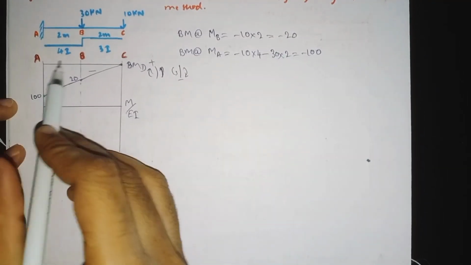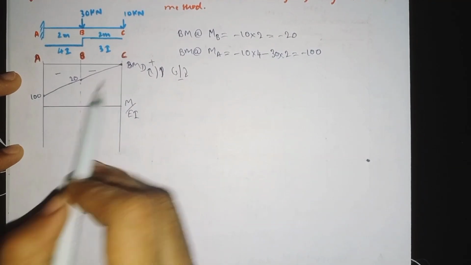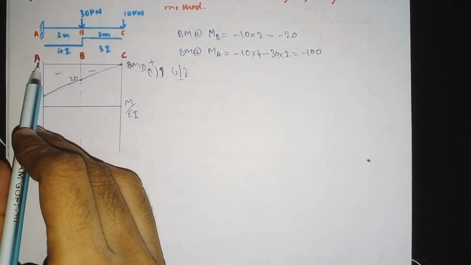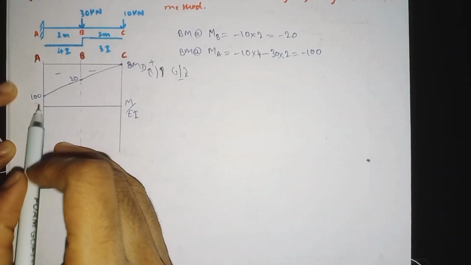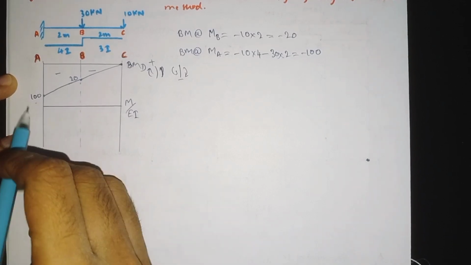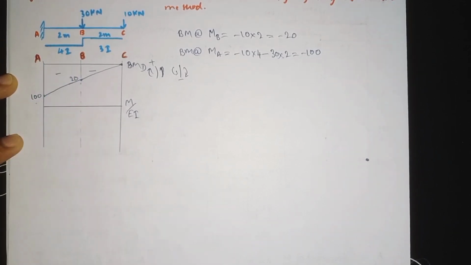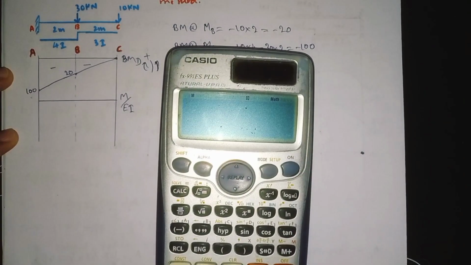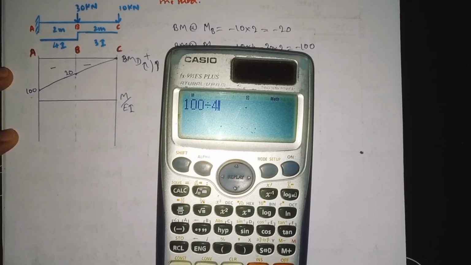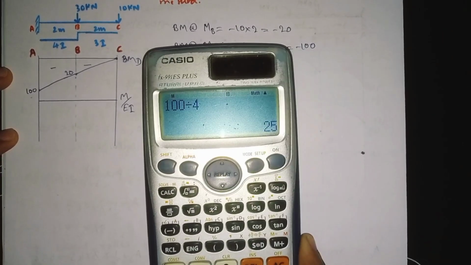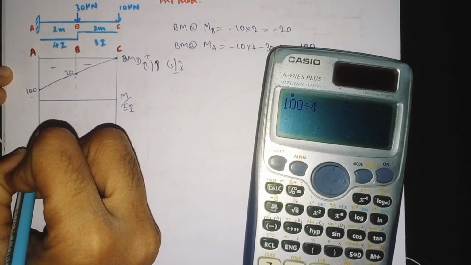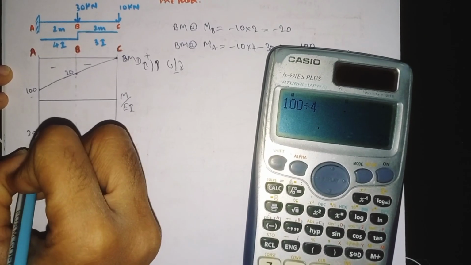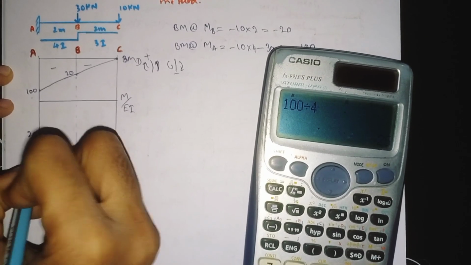Here at point A, now we will go left to right. At point A we have the bending moment value 100. We need to divide 100 by the EI value, which is 4. Here the EI value is 4. Now we need to divide 100 by 4, it will come out as 25. It will come out as 25. 25 means it comes here, 25 divided by I.